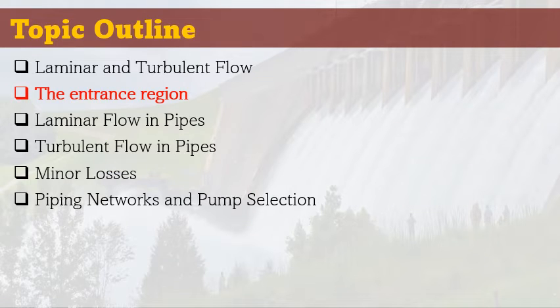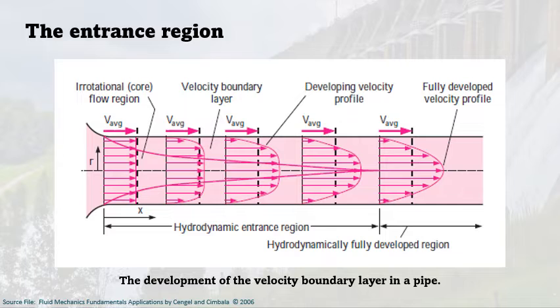Now that we understand the difference between laminar and turbulent flow, we are now ready to discover the entrance region. Consider a fluid entering a pipe at a uniform velocity as shown here. So we have this uniform velocity of the fluid entering the pipe. Because of the no-slip condition, the fluid particles in the layer in contact with the surface of the pipe come to a complete stop. This layer also causes the fluid particles in the adjacent layers to stop or slow down gradually as a result of friction.